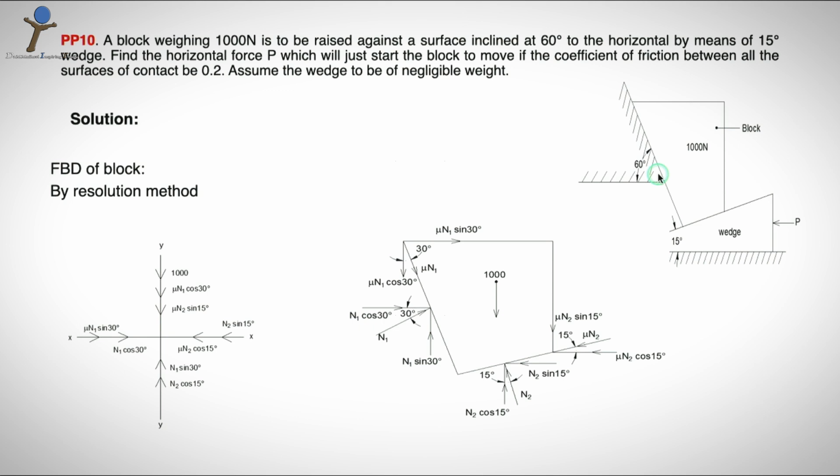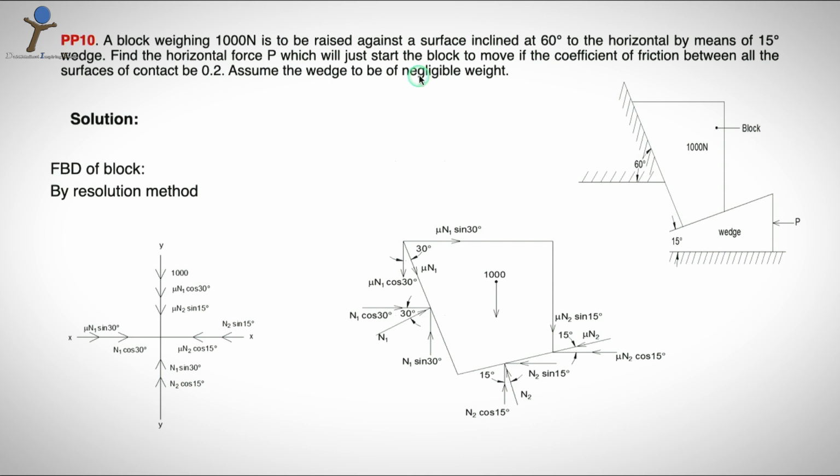So what are the contact surfaces? One is the inclined surface and the block. The second one is the block and the wedge contact surface. And the third one is the wedge with the horizontal surface. So we have 3 contact surfaces and the coefficient of friction is to be assumed as 0.2.